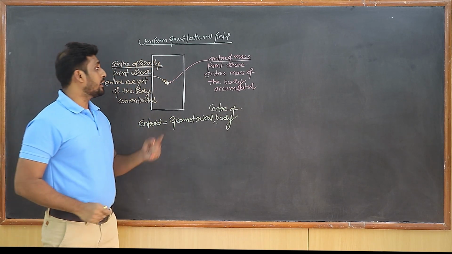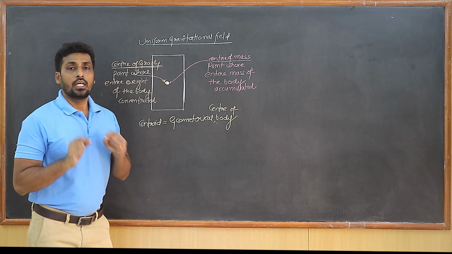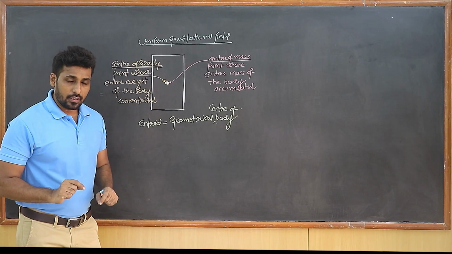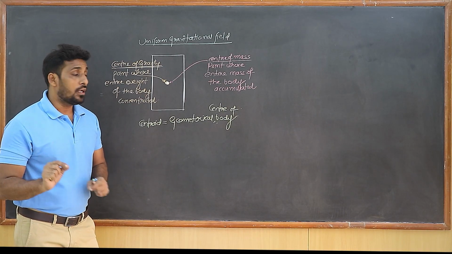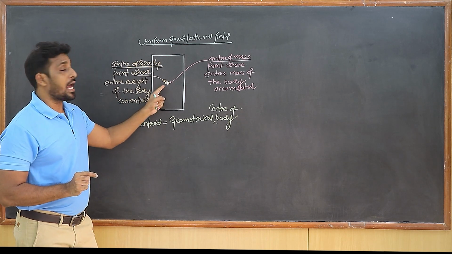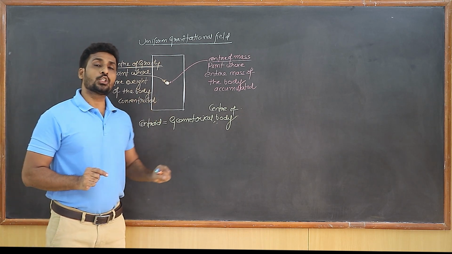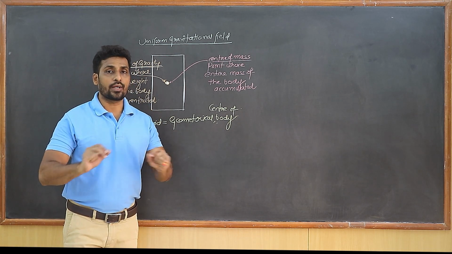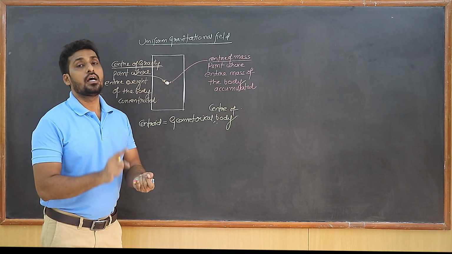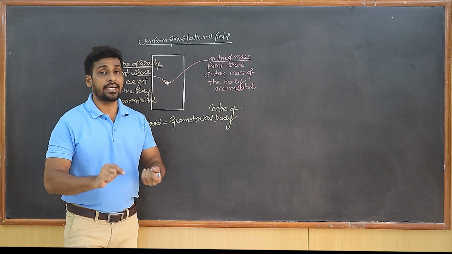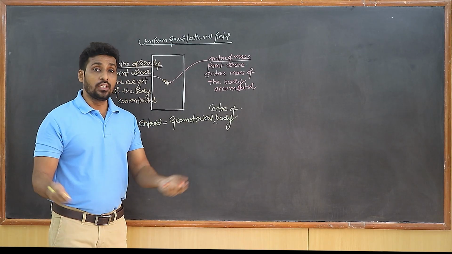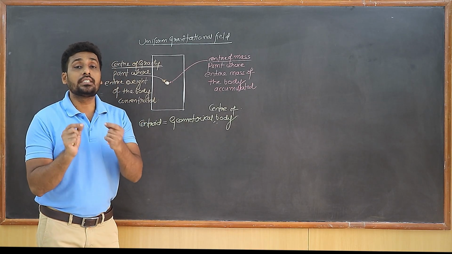Now, can I say that the centroid will also be at the same place? Students, again, there are two very important conditions to tell whether the centroid also lies at the same place. If these two conditions are satisfied, then you can definitely say that the center of mass, the center of gravity, and the centroid are one and the same points. They will be all coincident points.